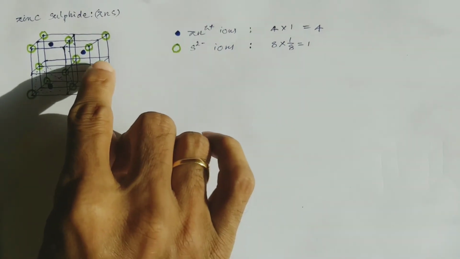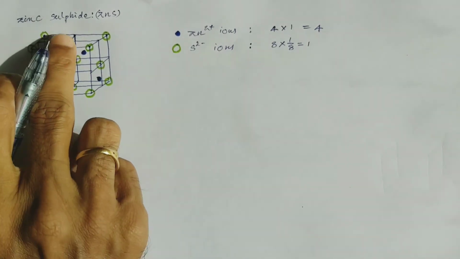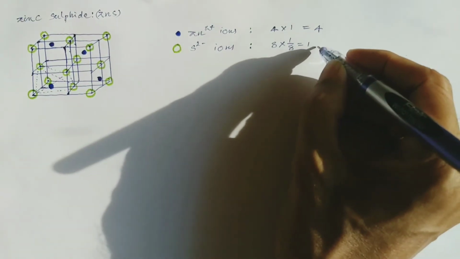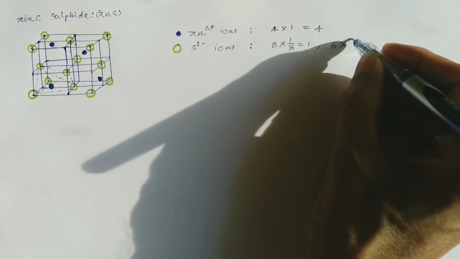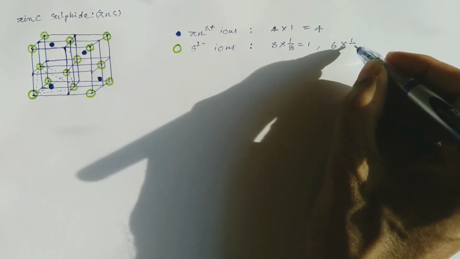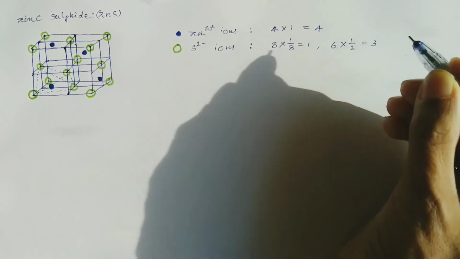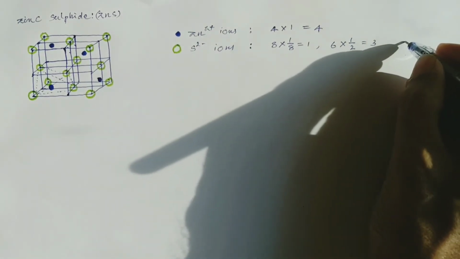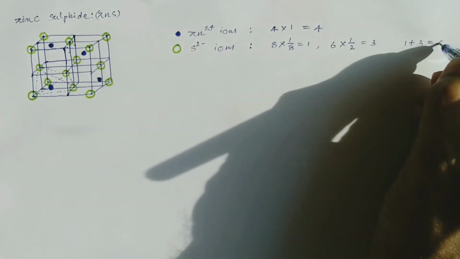And there are face centered atoms. How many faces are there? 6 faces are there. 1, 2, 3, 4, 5, 6. Right? So what is the contribution? 6 face centered atoms or ions into the contribution of each ion at the face centered position is 1 by 2. So that is equal to 3. So what is the total number of sulfide ions? That will be equal to 1 plus 3 is equal to 4.